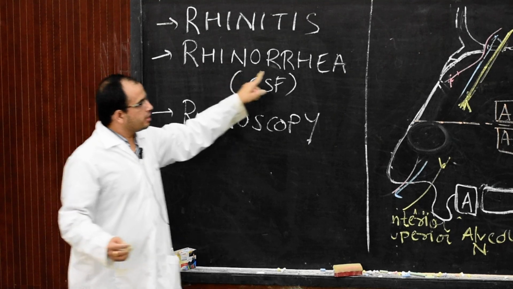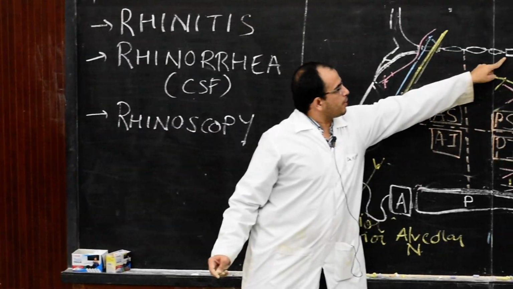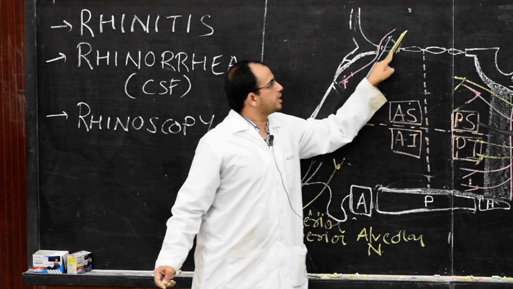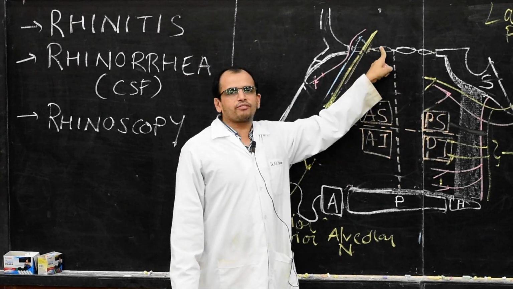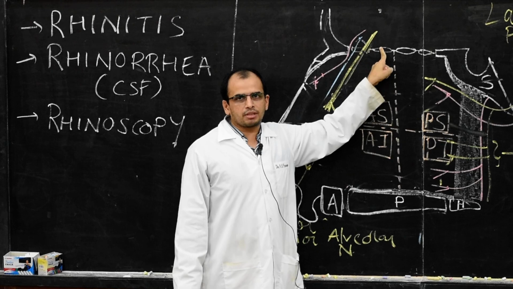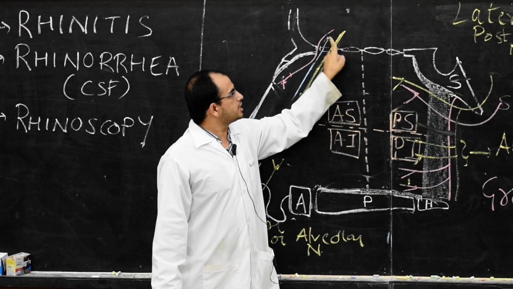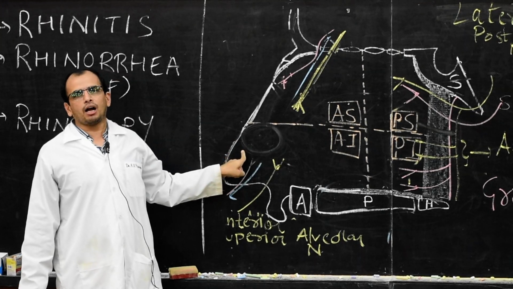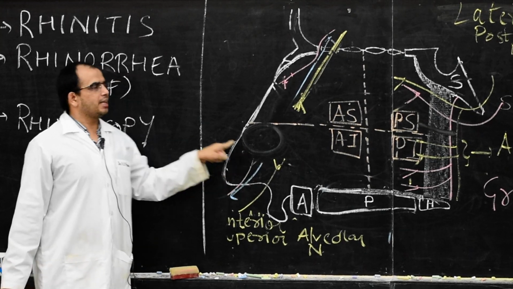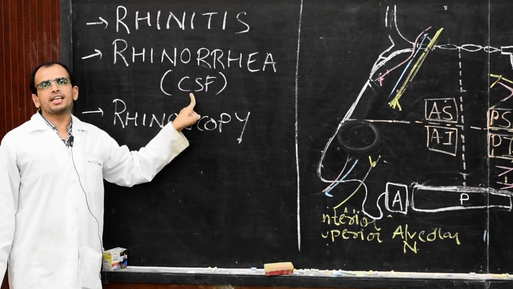And sometimes, if you remember, here in the upper part of the nasal cavity there is the cribriform plate. So that cribriform plate may get fractured in case of head injury sometimes. And in that case, the CSF from the cranial cavity can drain out from the nasal cavity. And that condition is called CSF rhinorrhea.